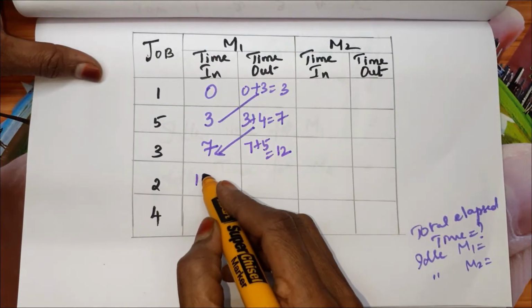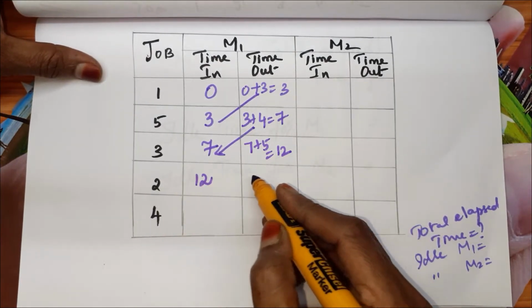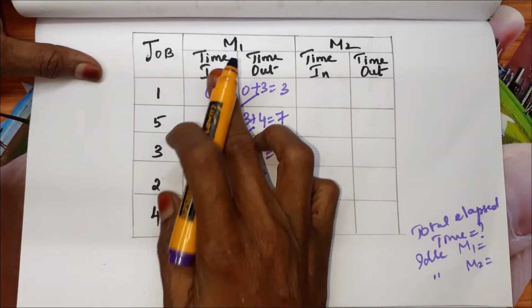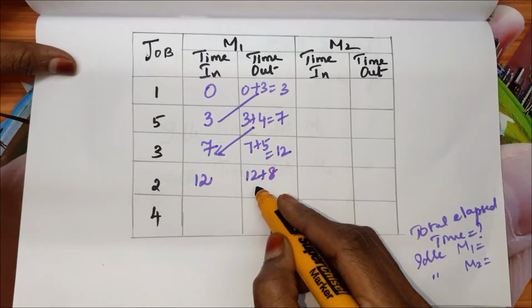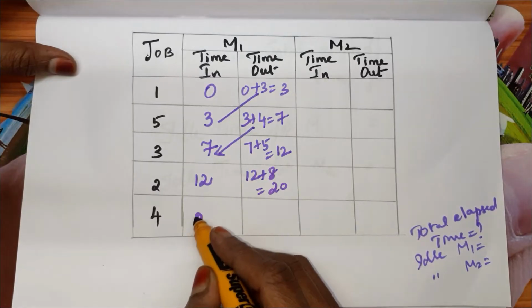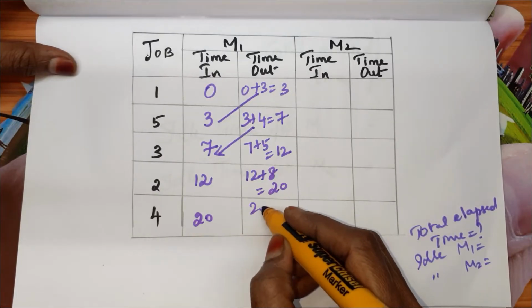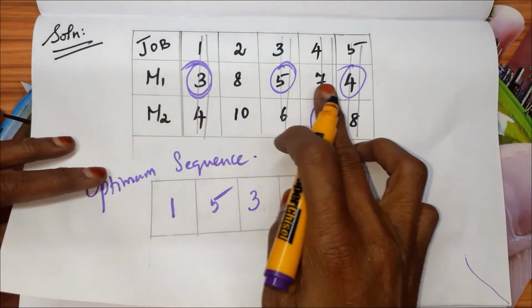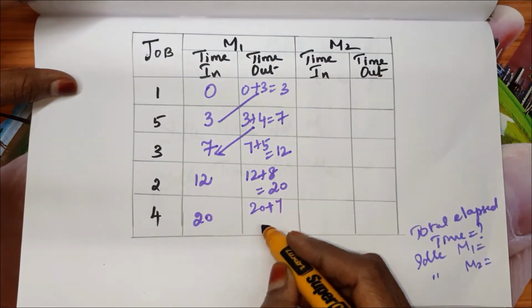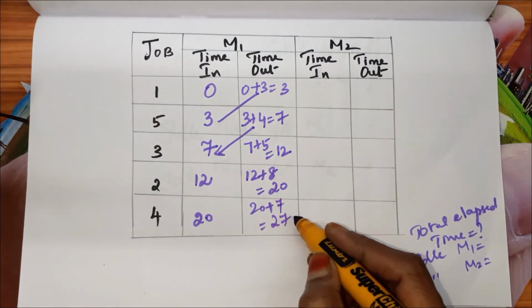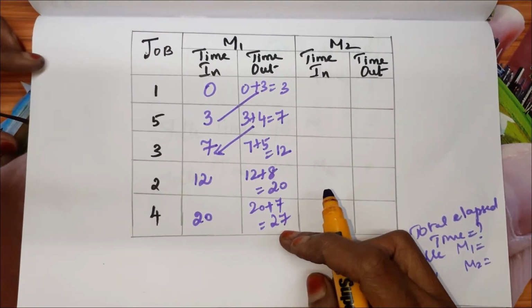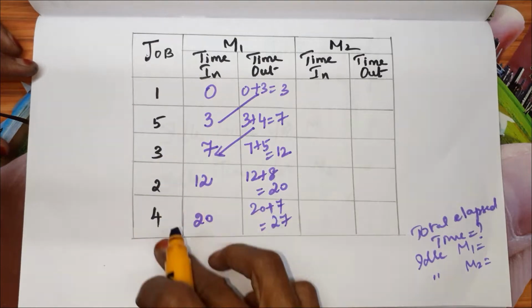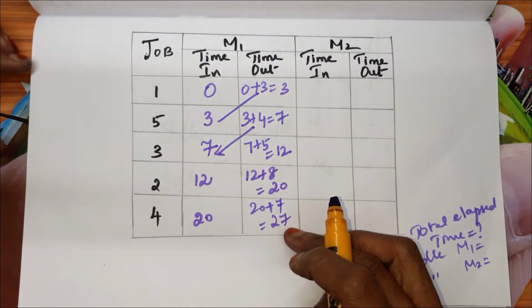After this 12, we have to start the next job, 12. 12 plus 4, 2 in machine 1. For 2 in machine 1, it is 8. So 12 plus 8, it is 20. From 20, we have to start. So 20 plus, for 4, what we have is 7. 20 plus 7, it is 27. It is clear? So finally, after completing the sequence in machine 1, the last time duration what we have is 27.